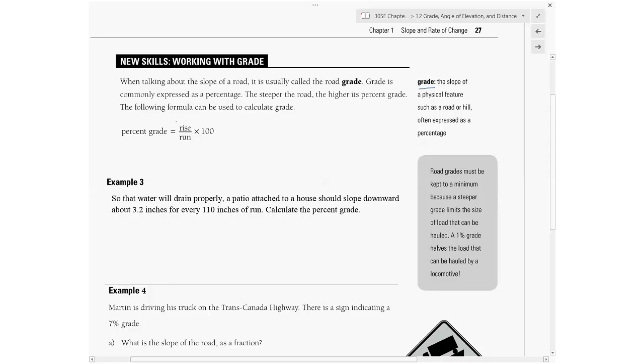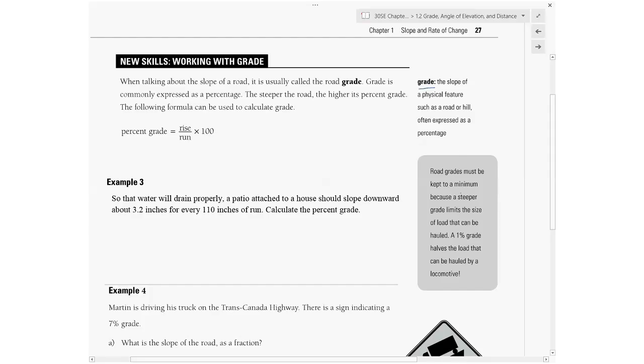So rise over run is just the slope. We multiply it by 100, and that will give us our percent grade. So the slope of a physical feature, such as a road or hill, often expressed as a percentage. There's your definition. Here's a little bit of information.